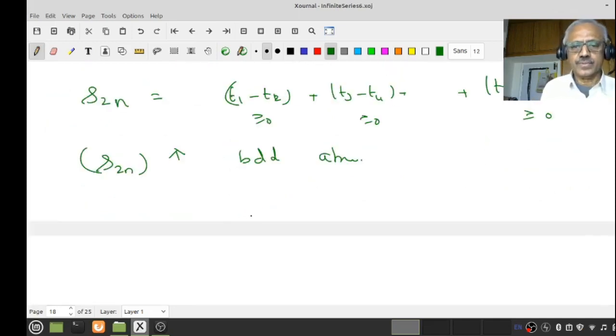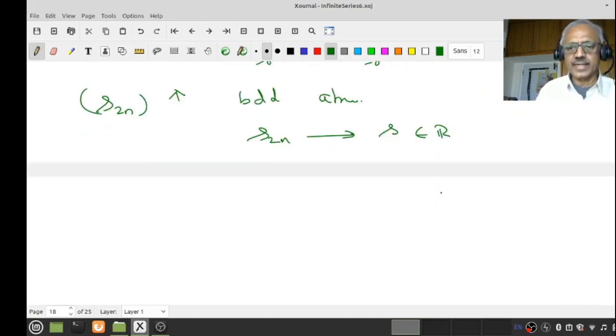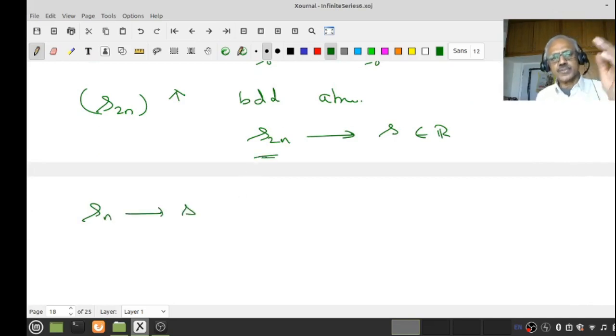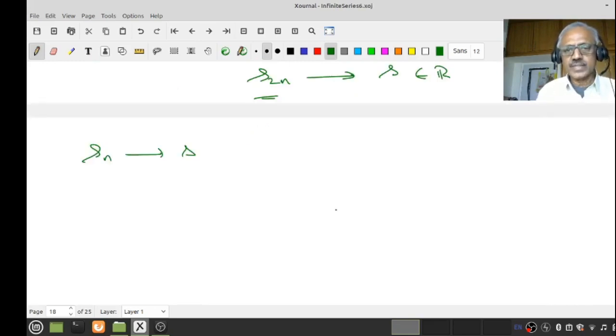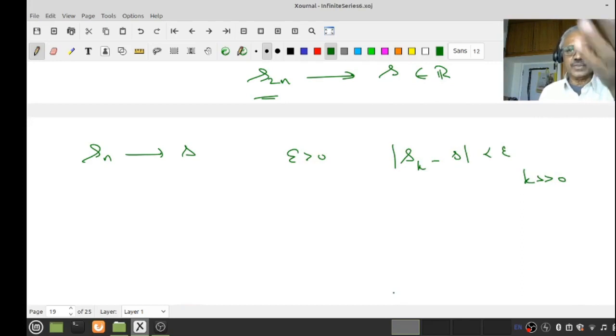Therefore, S2n converges to some real number, I will call it S for the time being. I claim that Sn itself converges to S. So what I know is the sequence of even partial sums converges to S. Now I want to claim Sn itself converges to S. So what do I have to do? If you give me an epsilon, I have to show that the absolute value of Sk minus S is less than epsilon if k is very, very large. If k is even, I know that because S2n converges to S, I can always make it. So the problem is what happens to odd.